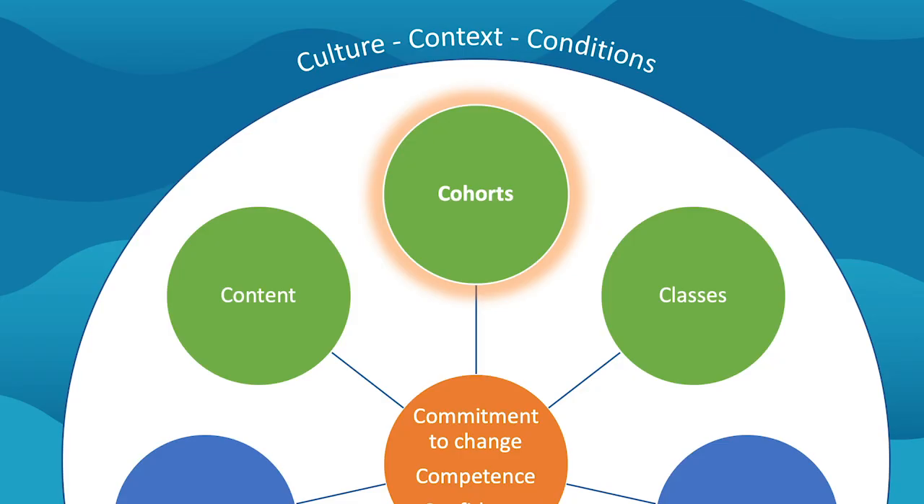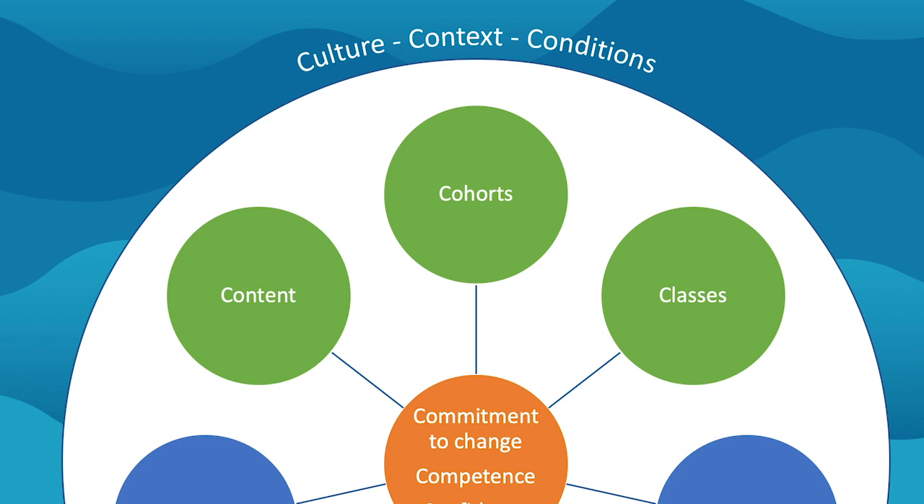Then if there are perhaps several classes or a mixture of classes and contents and other activities in one blend, then it's also quite common to have cohorts. So cohorts are essentially small groups of learners going through the same experience at the same time. So content, classes, cohorts, three very common ingredients which we'll find in most learning interventions.